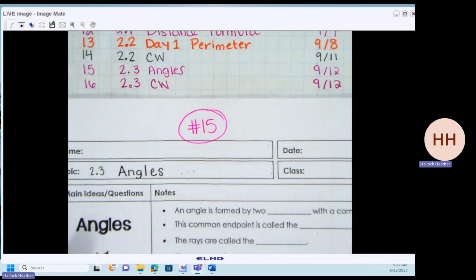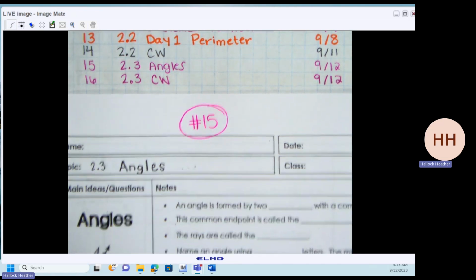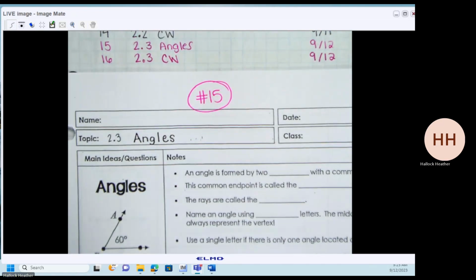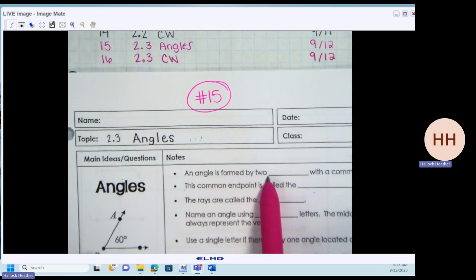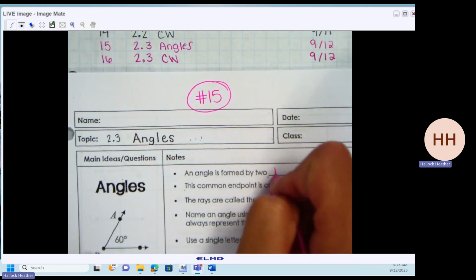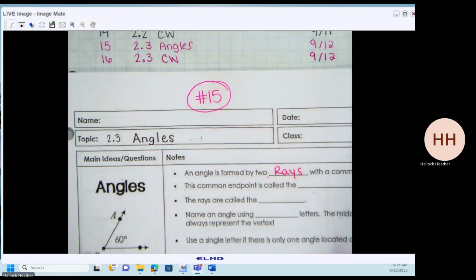So we're talking about angles. For this, there's different vocabulary that you need to know, and how to write an angle. In this case, it says an angle is formed by two... the new word that we're talking about today is rays. A ray is different from a line.